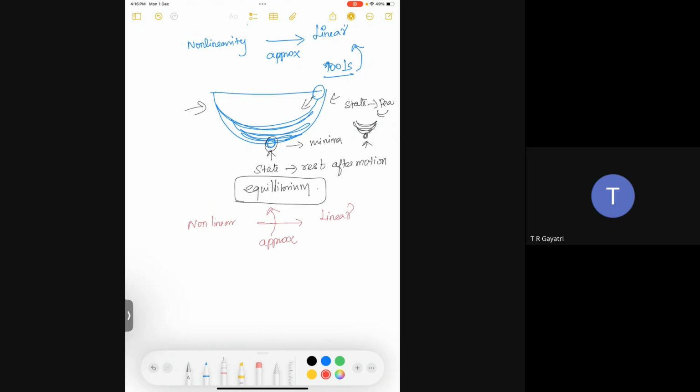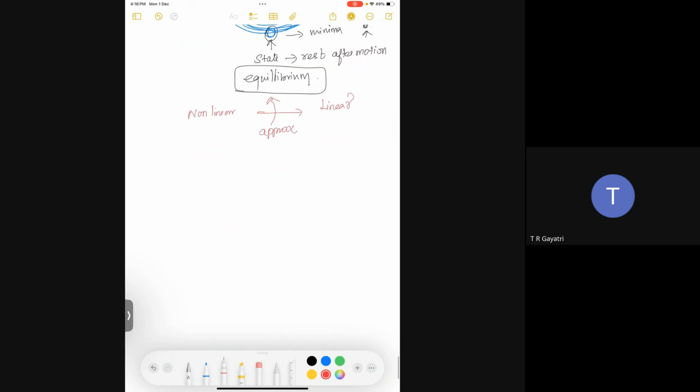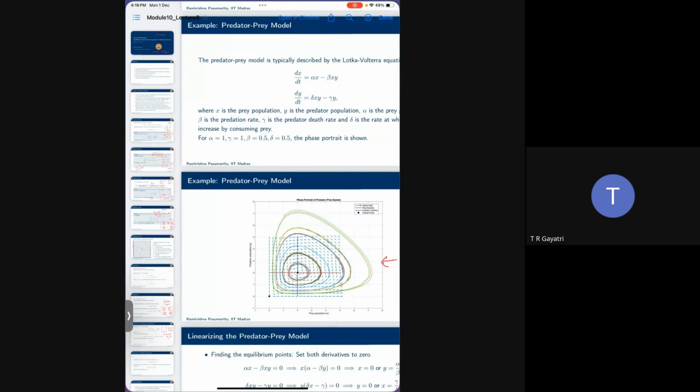No, ma'am. Right. Now, to find the equilibrium point for any system, that's the next question we have in our mind, right? So now I will take some example from this.